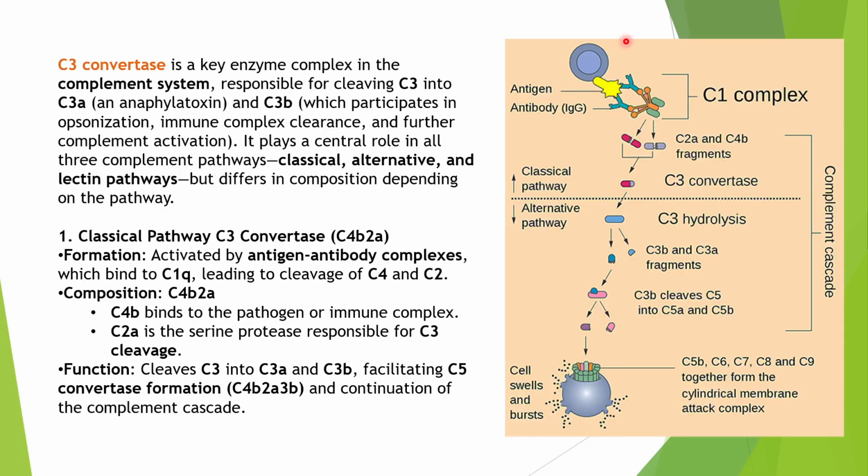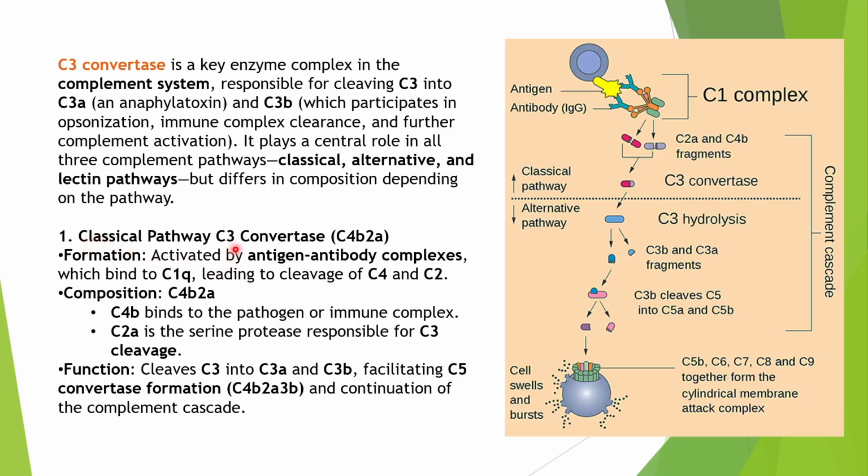So coming to specific topics related to the questions, first we have C3 convertase. C3 convertase is a key enzyme complex in the complement system, and it is responsible for cleaving C3 into C3a, which is an anaphylatoxin, and C3b. C3b participates in opsonization, immune complex clearance, and complement activation. It plays a central role in all the three complement pathways, that is the classical, alternative, and lectin, but differs in the composition depending on each pathway.